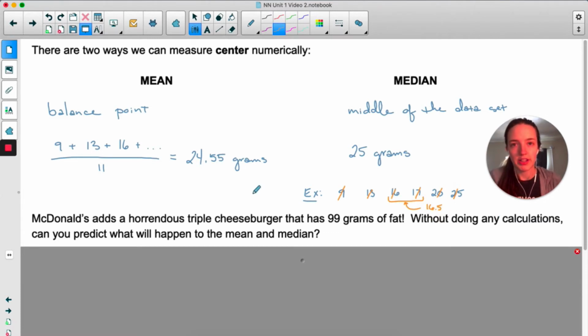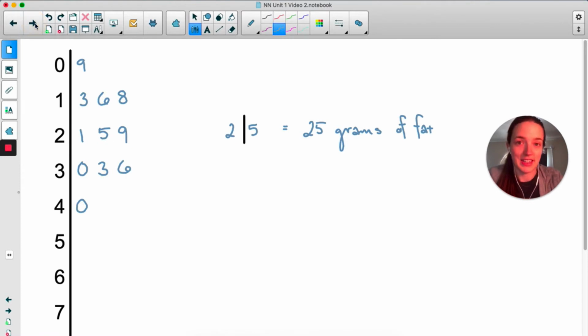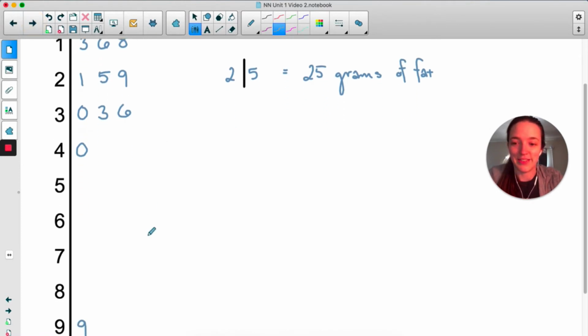Okay, now what I want you to picture is McDonald's adds a horrendous triple cheeseburger that has 99 grams of fat. Don't actually picture what that would look like. It's gross. Without doing any calculations, can you picture what would happen to the mean and the median when we add in this 99-gram sandwich to our stem and leaf plot? Pause the video, try to visualize that. Okay, here was our stem and leaf plot before. Here's with the 99-gram sandwich. It does not even fit on my screen.